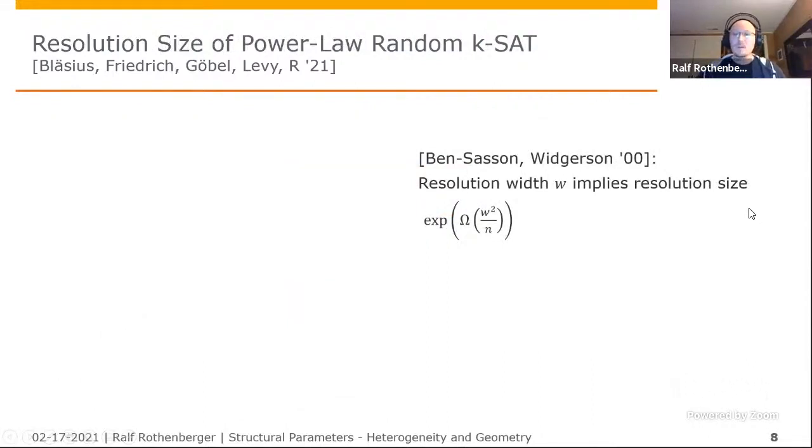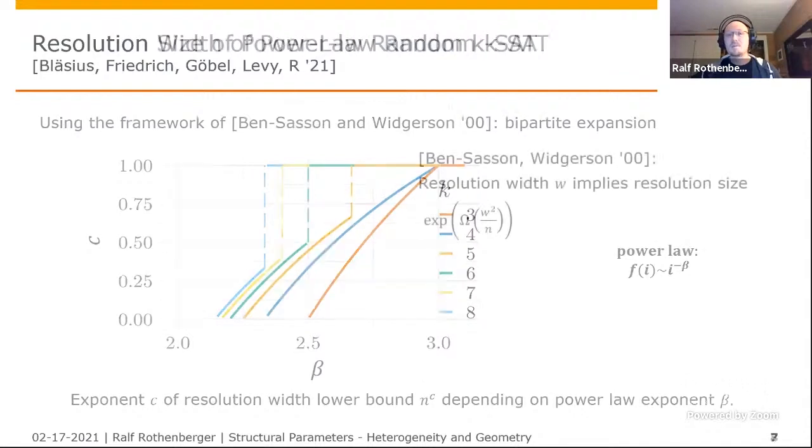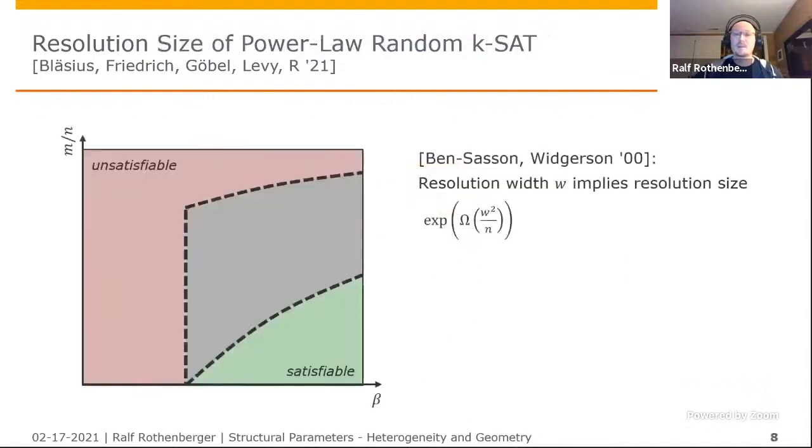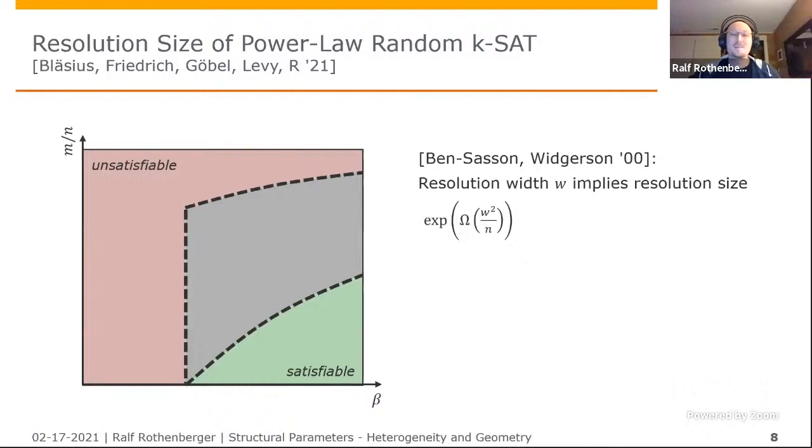So, as resolution width and resolution size are somewhat related, what you need to have non-trivial lower bounds also on the resolution size is that your width is at least square root n. And well, you can essentially read that off from the chart I show you, but I'll save you the trouble and present it a bit more graphically. So these are essentially our results on satisfiability and unsatisfiability, depending on power law exponent and the clause-variable ratio.